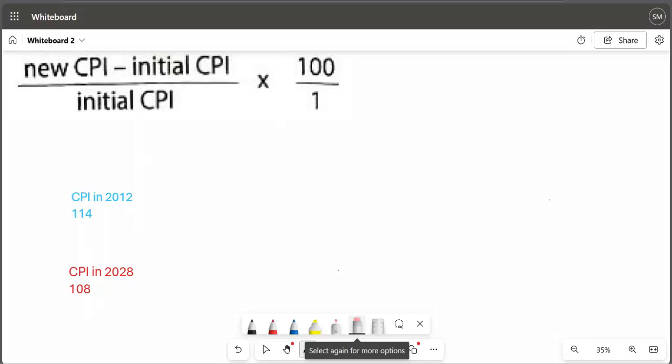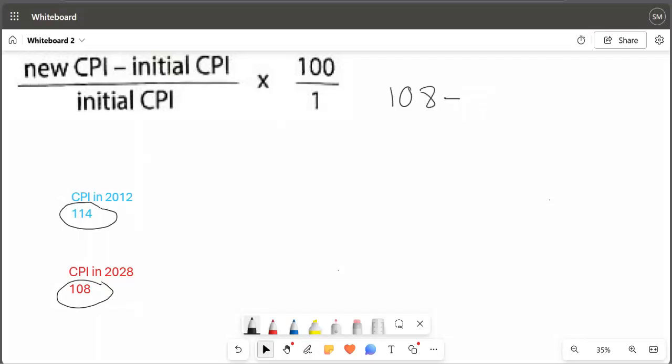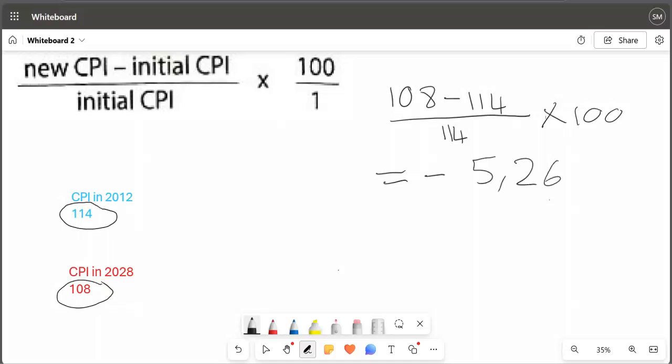Let us assume that in 2012, the CPI was 114, and that in 2028, the CPI was 108. If we calculate the inflation rate here, we simply say new CPI, which is 108, minus the old CPI, which is 114, divided by the old, which is 114, and we multiply everything by 100. The answer that we get here is negative 5.26%.